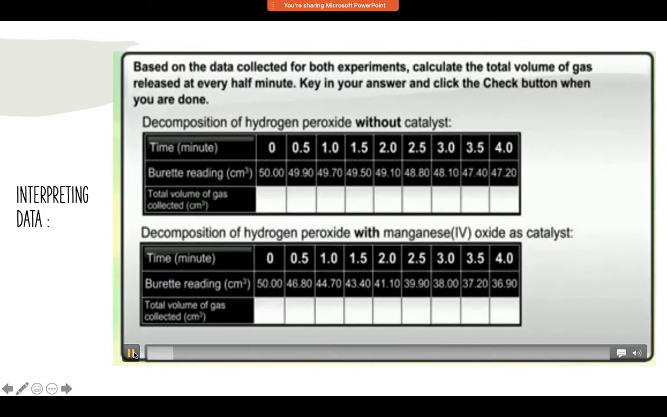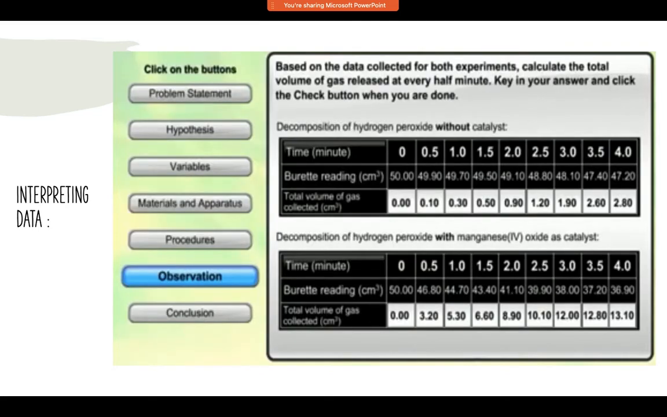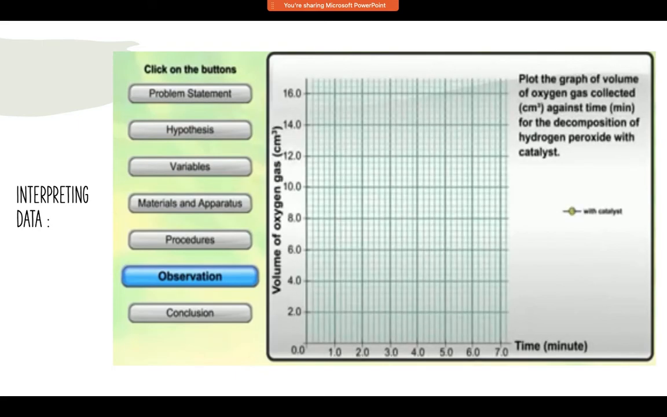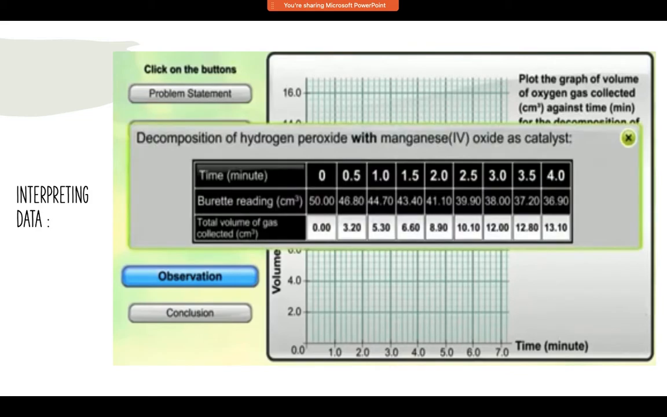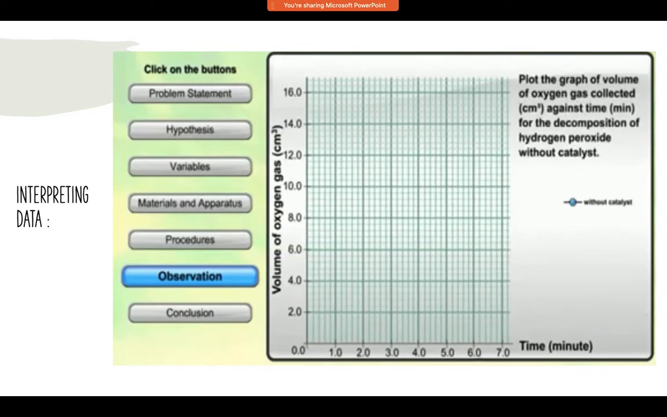Based on the data collected for both experiments, calculate the total volume of gas released at every half minute. Plot the graph of decomposition of hydrogen peroxide with catalyst. Plot the graph of decomposition of hydrogen peroxide without catalyst. Okay, dah siap plot both graphs.